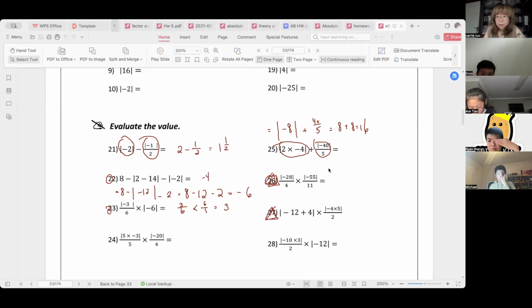Okay, everybody, let's take a look at this one. Negative 28 over 4 times 55 over 11. Okay, Ryan? And I have received Enzo's and Michael's. Okay, everybody, let's see if you get it right or not. First one, Ava. Negative 28 absolute value over 4 should be 28 over 4, correct? So times 55 over 11. Does anybody have any problem with that?